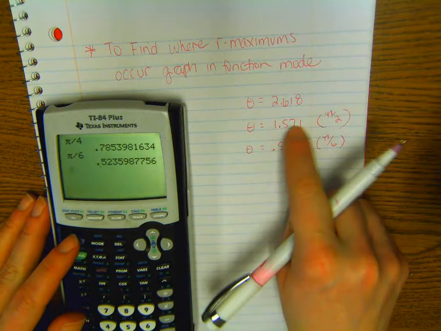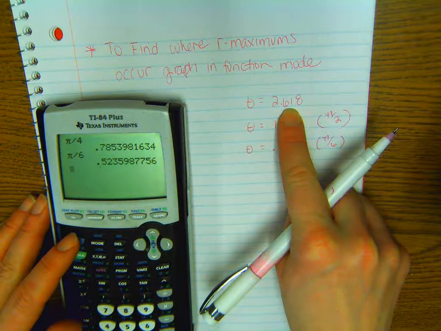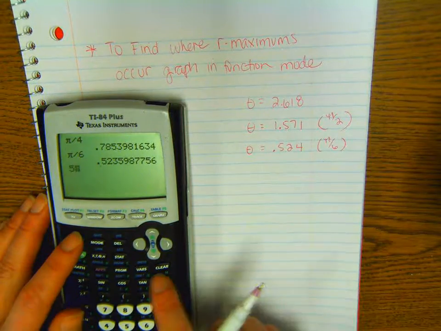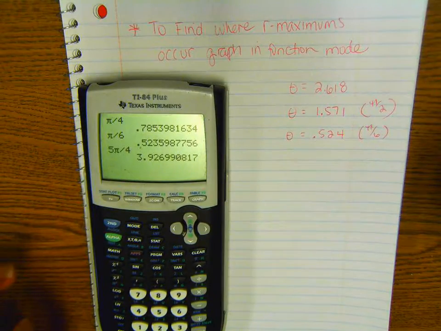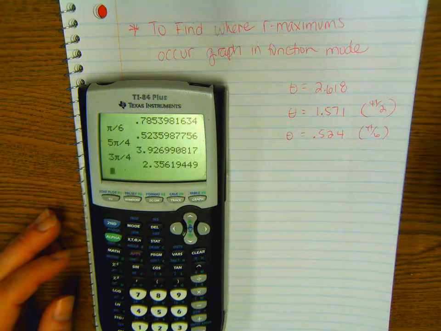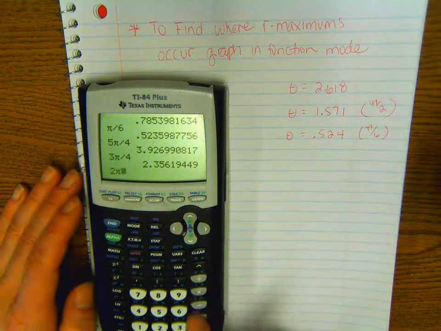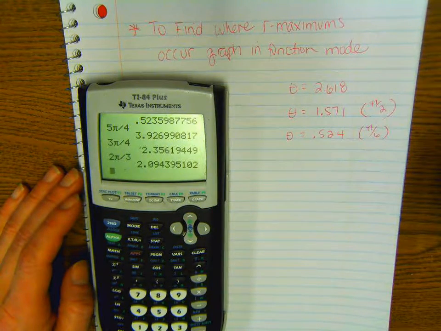Well, I know it's past pi, right? 5/4. She's calling 5/4. It's too big. Try 3/4. Oh, that's it.